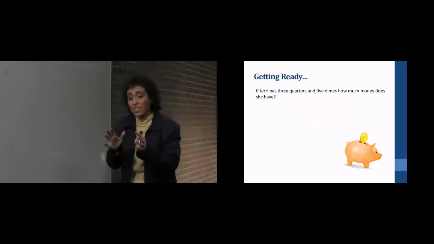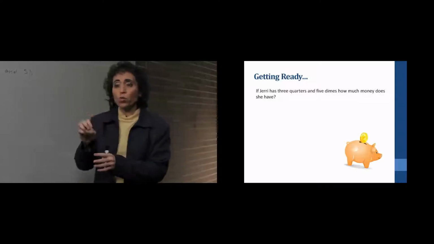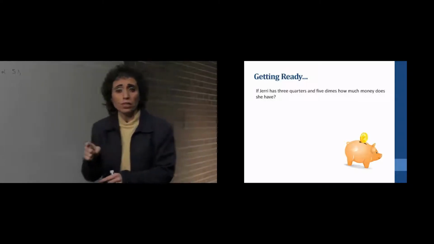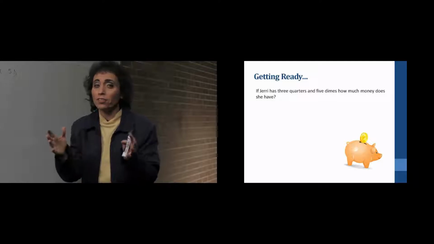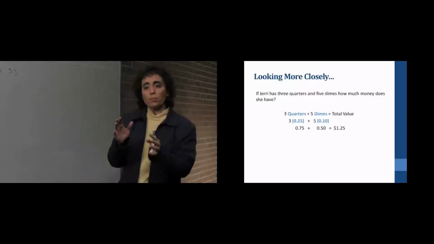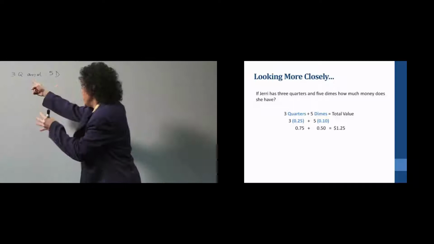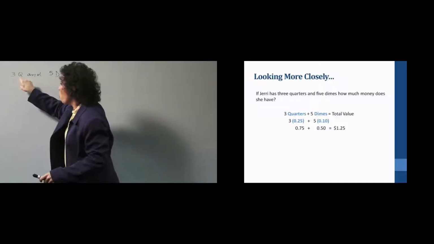All right, we're going to start this really easy. If Jerry has 3 quarters and 5 dimes, how much money does she have? I love the sound of money. Anyway, let's think about this. You can't say she has 8 and just add these, because every quarter is worth something.